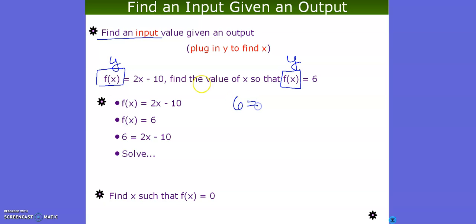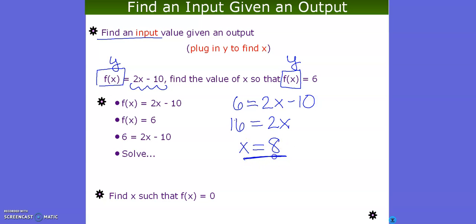So 6 is equal to this over here, 2x minus 10. And then we solve. I'm going to add 10 to both sides, and then divide by 2. I'll get an input of 8. So I know what the x is. That was my input. And in the question, it reminds me what I'm looking for. It says find the value of x. So that means you don't know what x is.